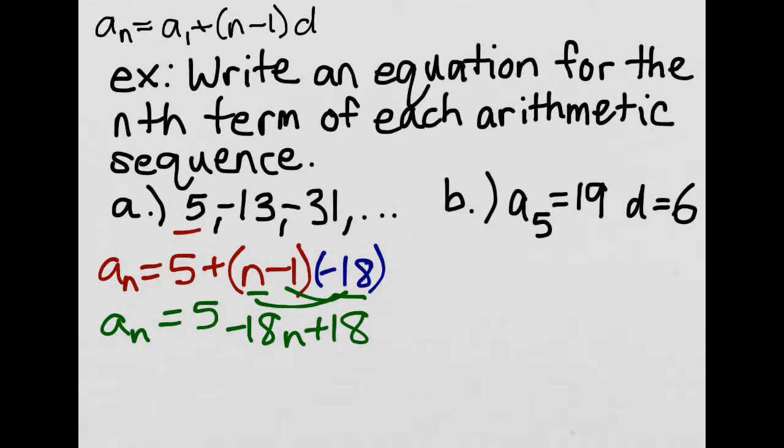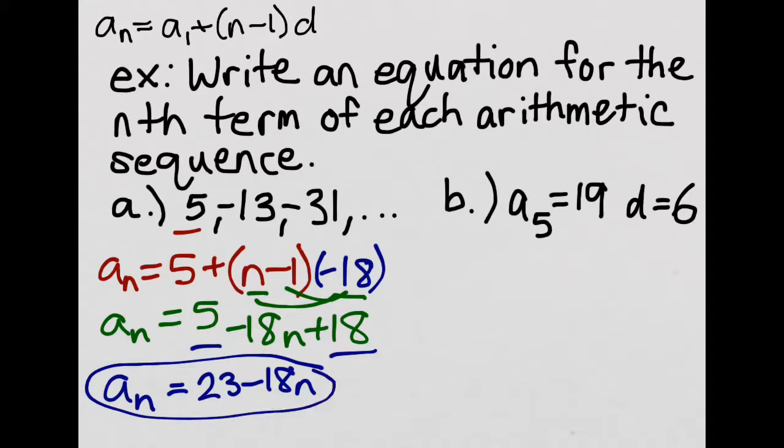And we have some like terms here. We've got 5 is a like term with 18, and that will add to 23. And then the negative 18n doesn't have a like term. A of n is not a like term with 18n. A sub n is its own little label, and is just saying how many terms we've got. And since we don't know how many terms, we're just going to leave it as n. So we're saying any term is going to be 23 minus 18 times the number of terms you're looking for. So that is our explicit formula for the arithmetic sequence.